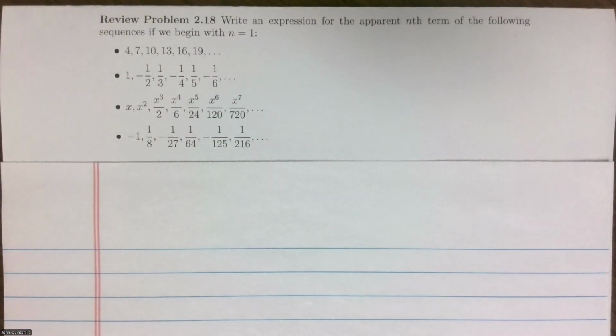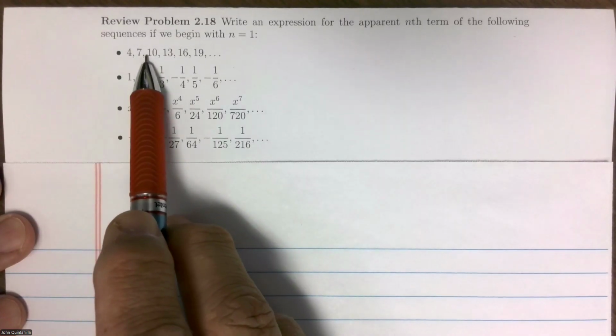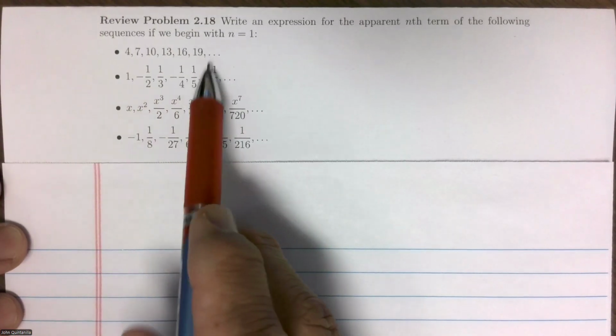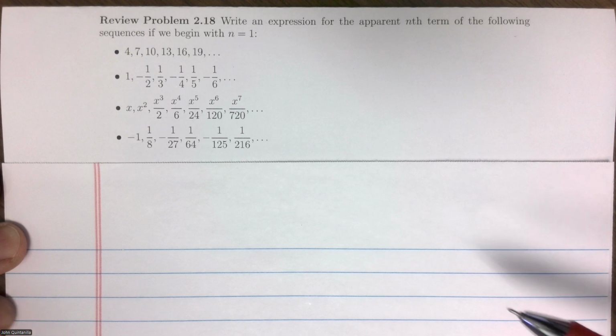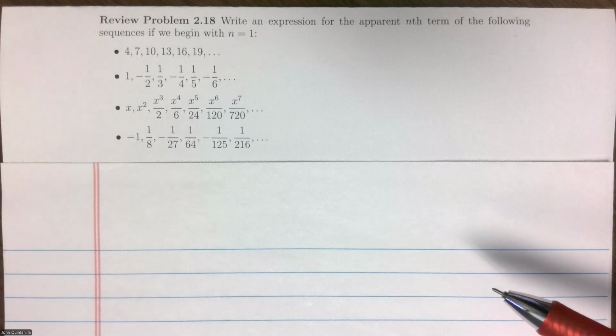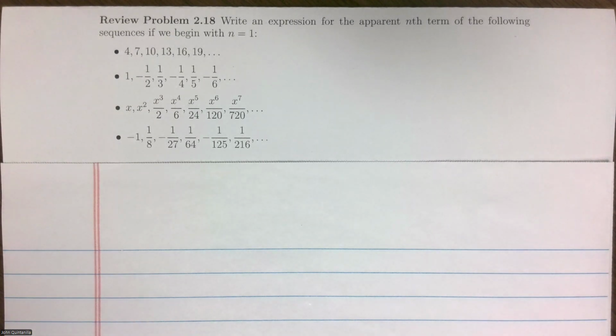For this problem, we're going to take a look at these four sequences and find an expression for the apparent nth term for each of them. All right, for the first one, 4, 7, 10, 13, 16, 19. There's no pattern that always works for every one of these. Basically, it's kind of staring at it and seeing what the pattern is.